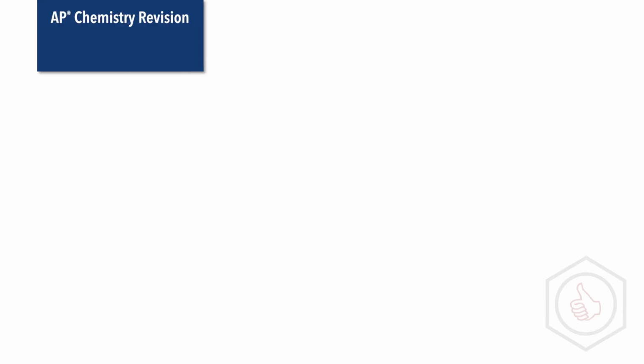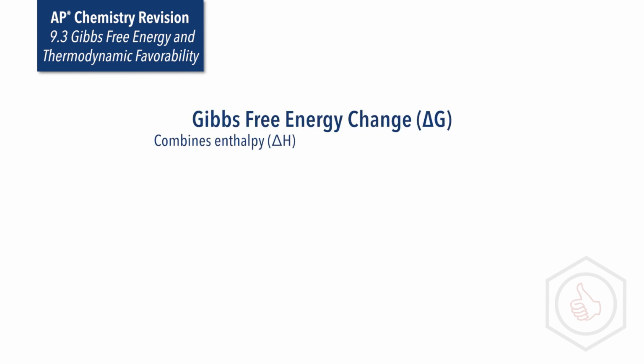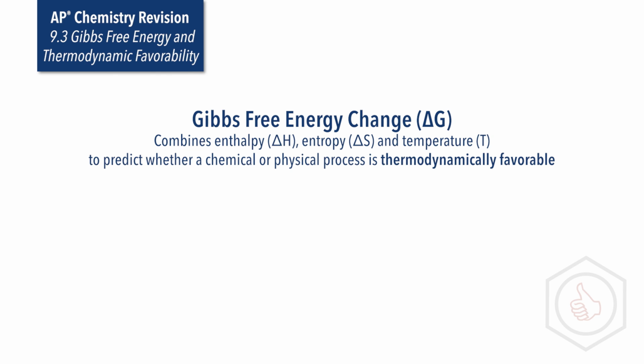Hello, so this is a revision video for AP Chemistry 9.3, Gibbs free energy and thermodynamic favorability. Gibbs free energy change combines enthalpy, entropy, and temperature to predict whether a chemical or physical process is thermodynamically favored.